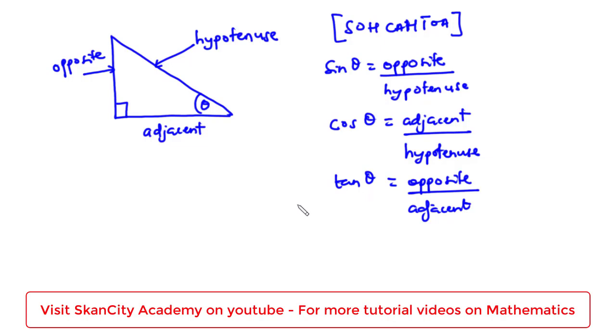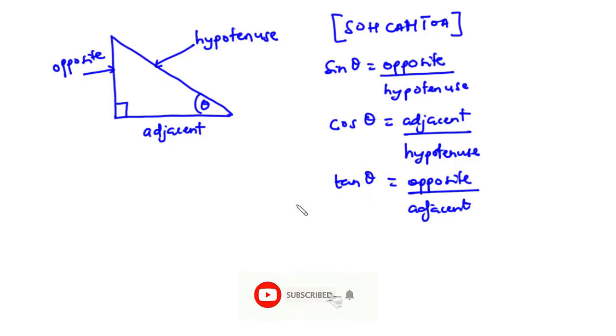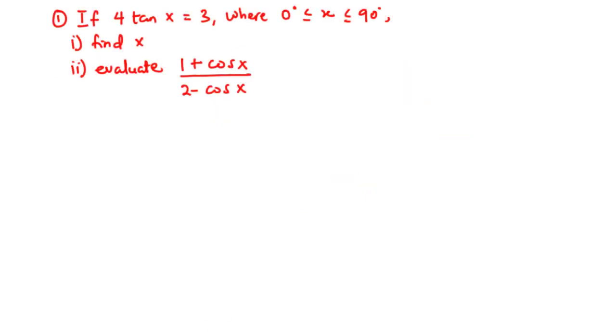Now let's move ahead and solve some questions involving trigonometric ratios. So let's try our first example. Example 1. If 4 tan x is equal to 3, where 0 is less than or equal to x is less than or equal to 90, find x, and evaluate (1 plus cos x) over (2 minus cos x). So let's try this question together.